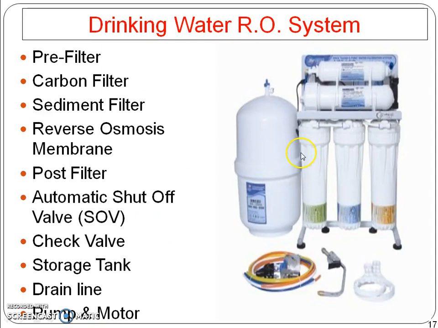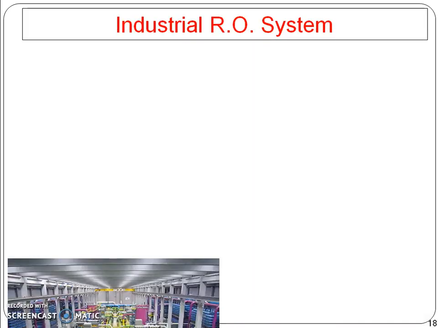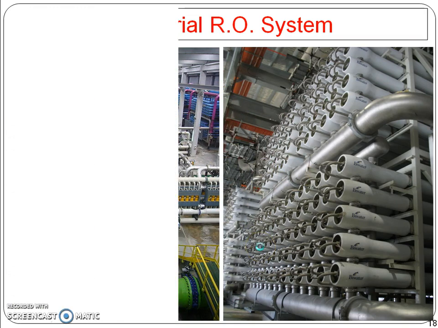This is the drinking water RO system we widely see at home, and it is operating on the single pass RO system. This is an industrial RO system. We see different membranes are arranged parallel to each other, and water passes through them and we get the purified water in bulk quantity. This is operated on the basis of the double pass RO system.